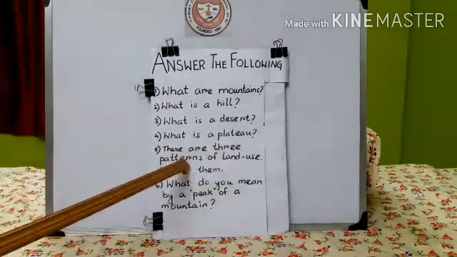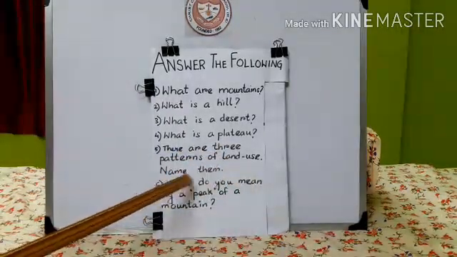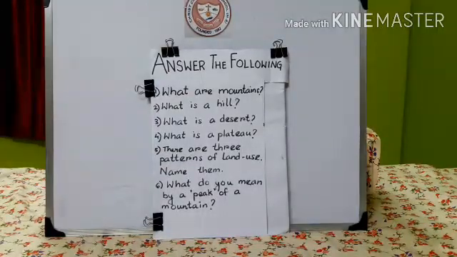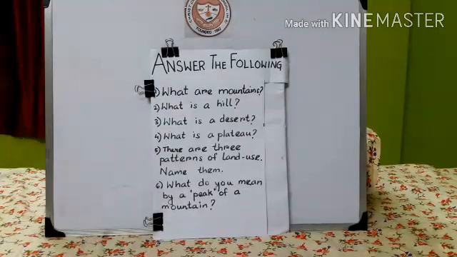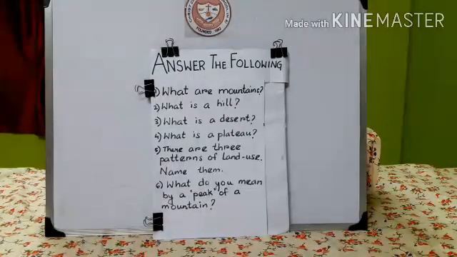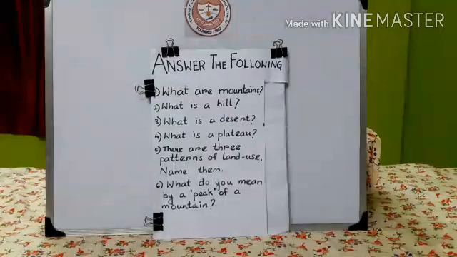There are 3 patterns of land use. Name them. We have studied about land use. It is on page 23. There are 3 patterns of land use in India. They are farmland that gives crops, forests that are sources of wood, and pasture lands where cattle graze. These 3 points you just have to mention.